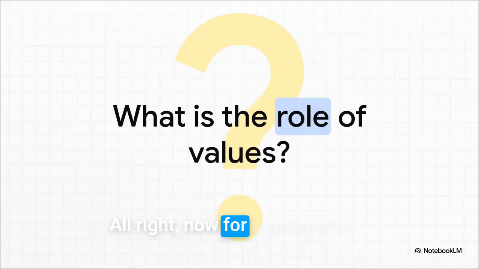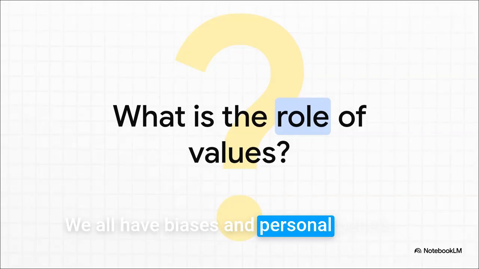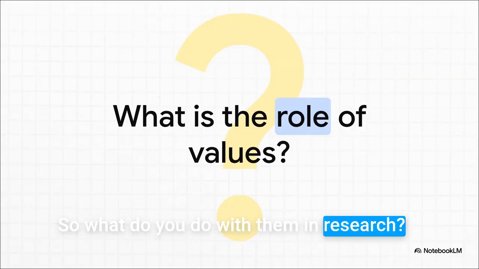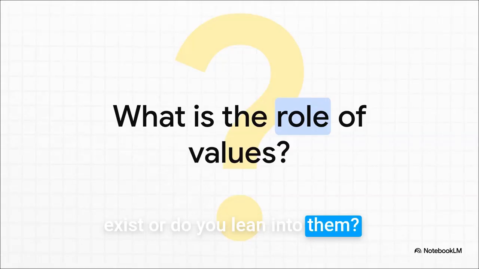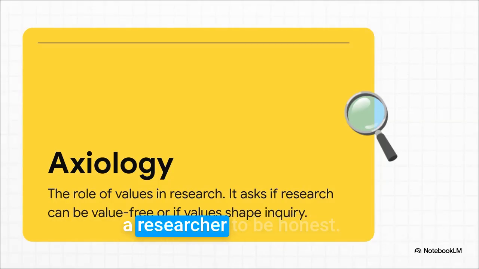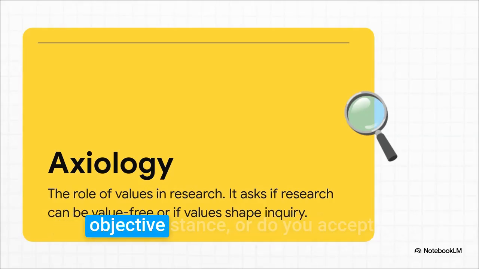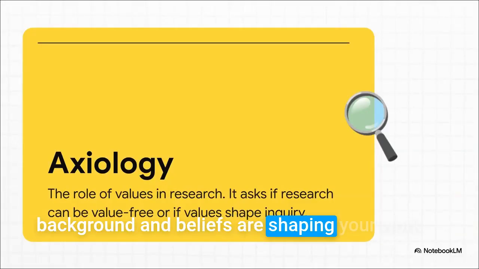All right, now for a tricky one. We all have values, we all have biases and personal beliefs. So what do you do with them in research? Do you try to pretend they don't exist? Or do you lean into them? This brings us to axiology, the role of values. This question really forces a researcher to be honest. Are you aiming for a completely value-free, objective stance? Or do you accept that that's pretty much impossible, and instead, you openly talk about how your own background and beliefs are shaping your work?